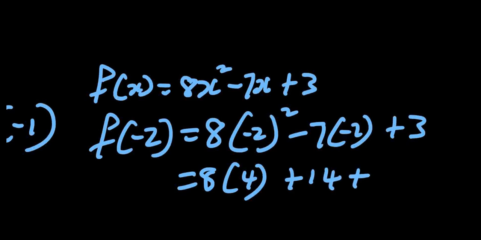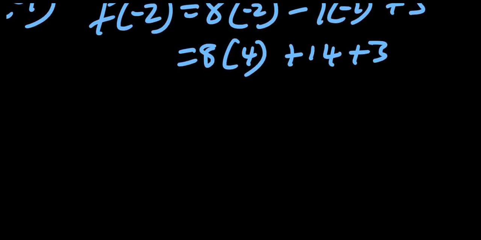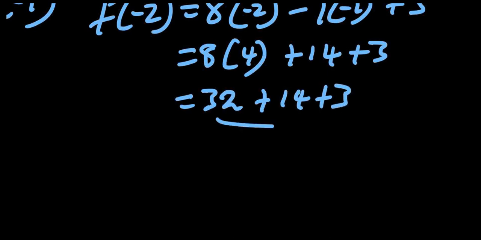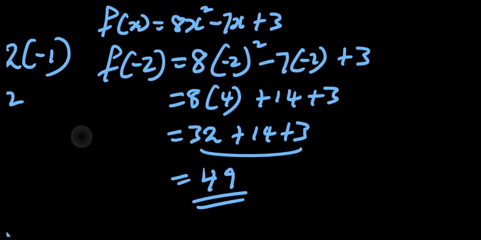And 8 times 4 is 32. So we have 32 plus 14 plus 3. So if you add up these three numbers together, this is going to give us 49. So this is 49. And so this is the final answer to this question. I hope this makes some sense.